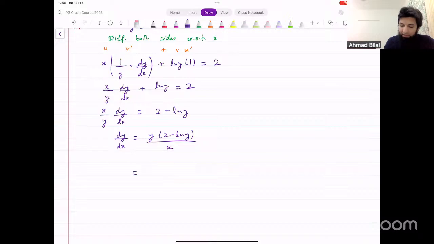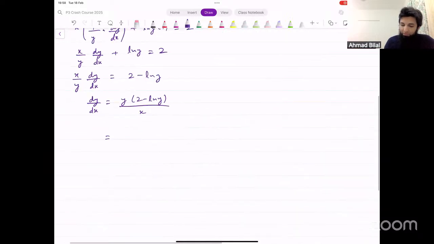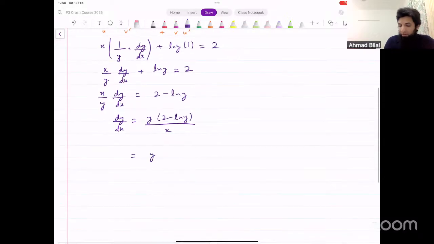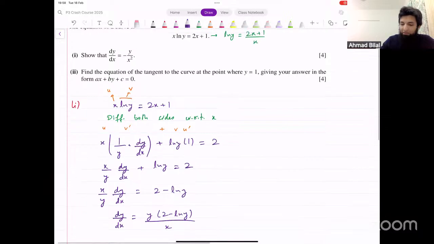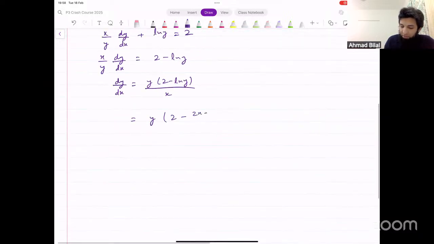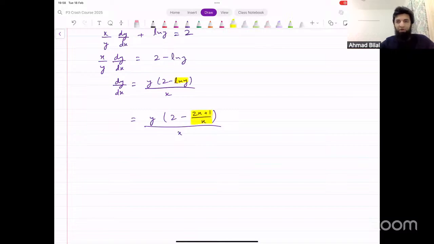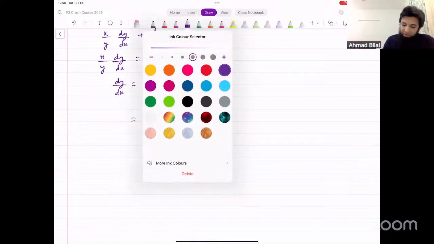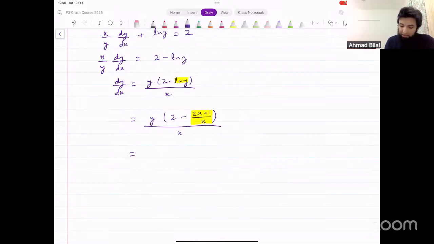I say, let's replace ln y with that thing, which is 2x plus 1 over x, from that original equation. So I'm replacing this thing with this. Okay, so now we have gotten rid of ln y. Now we can simplify this. How can we do that? We can take x as LCM of the fraction of whatever is inside there, inside the bracket. So it will become 2x minus. Now be careful. This is a very common error with fractions. This negative is with the whole fraction, remember?